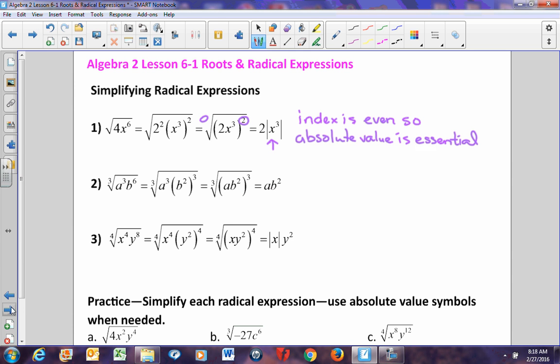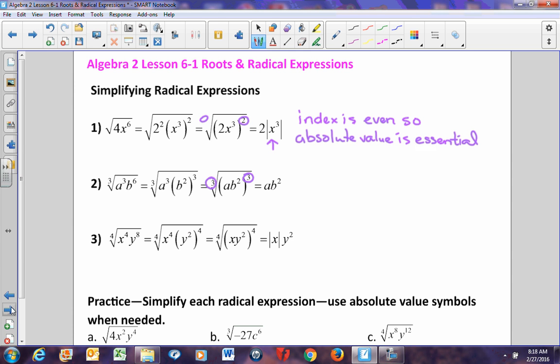Let's look at this next one. The cube root of a to the 3rd b to the 6th. Well, that's like saying the cube root of a to the 3rd times b squared to the 3rd power, which is the same thing as saying the cube root of the quantity ab squared all to the 3rd power. Okay, which means this, again, cancels out this. So I get ab squared.